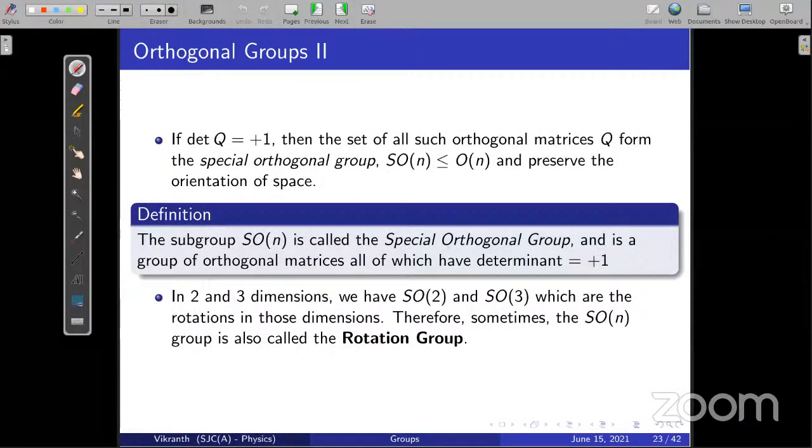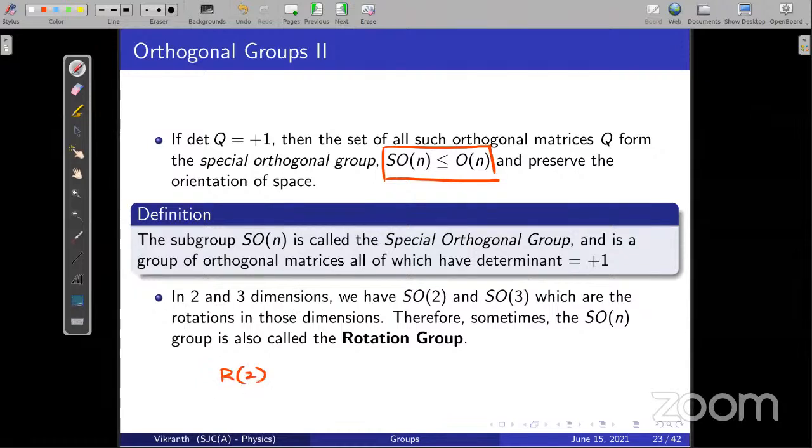It's a subgroup. This is how you denote a subgroup. So my special orthogonal group is a subgroup of the bigger orthogonal group, and they preserve the orientation, which implies the perpendicularity of your basis vectors. And you're already familiar with all of those. SO(2), SO(3) are what you're familiar with. I'll just give you a quick example.